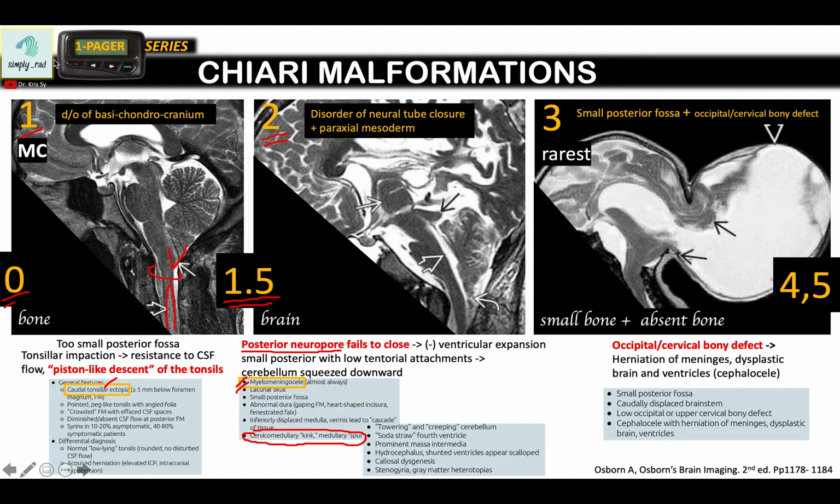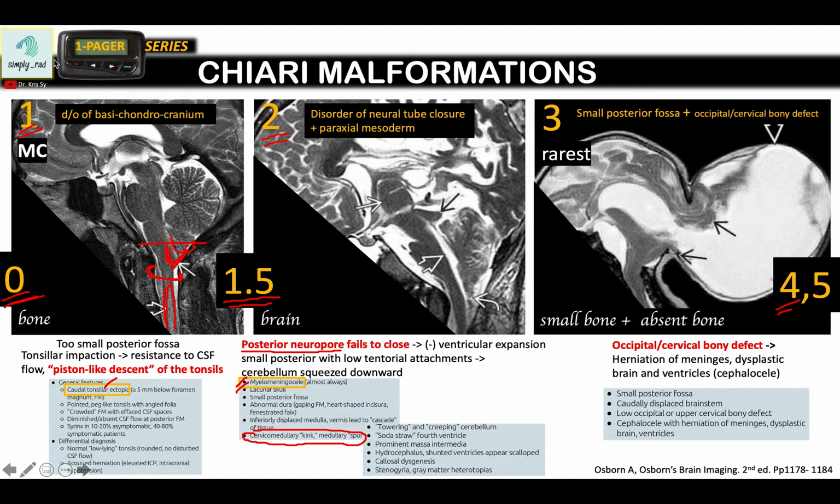Chiari 0 is you have a syrinx, you have crowding, but the tonsillar ectopia is not met. It may be 3 millimeters below the opisthion-basion line or normally placed. So it doesn't quite fulfill 1. That's why it's called 0.